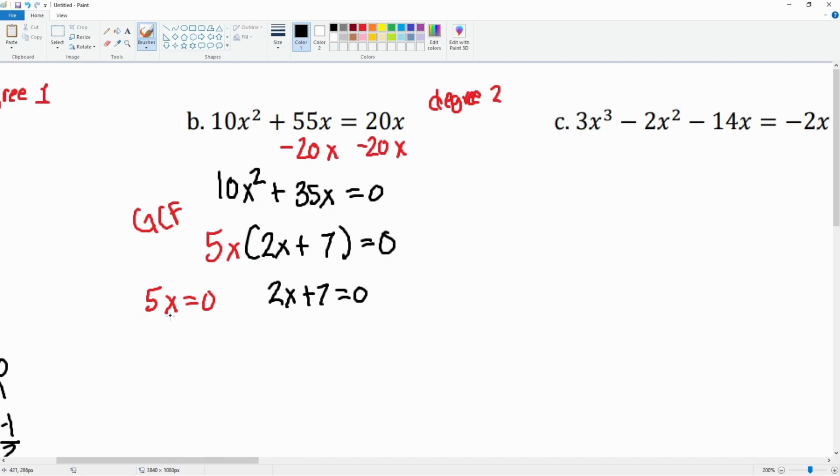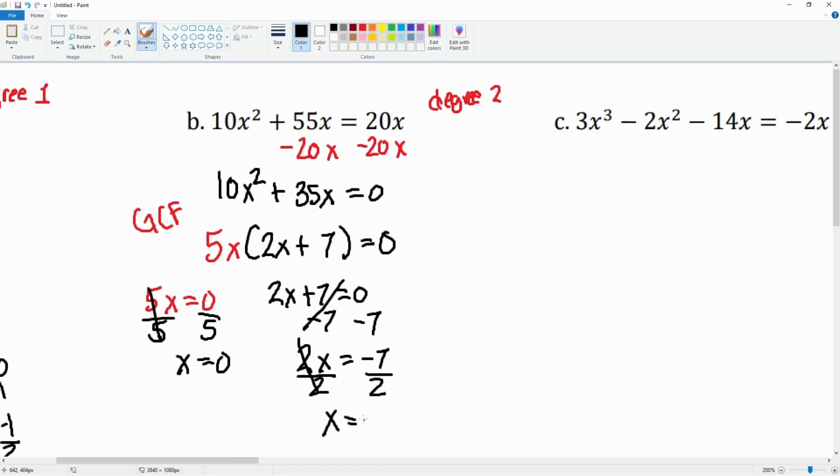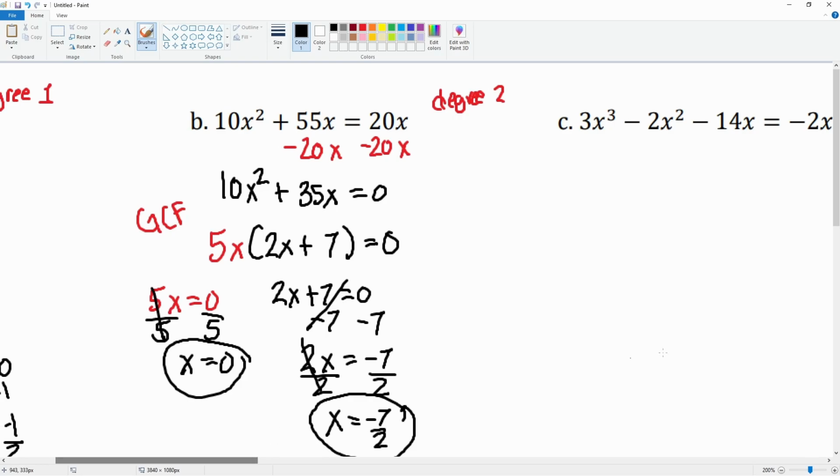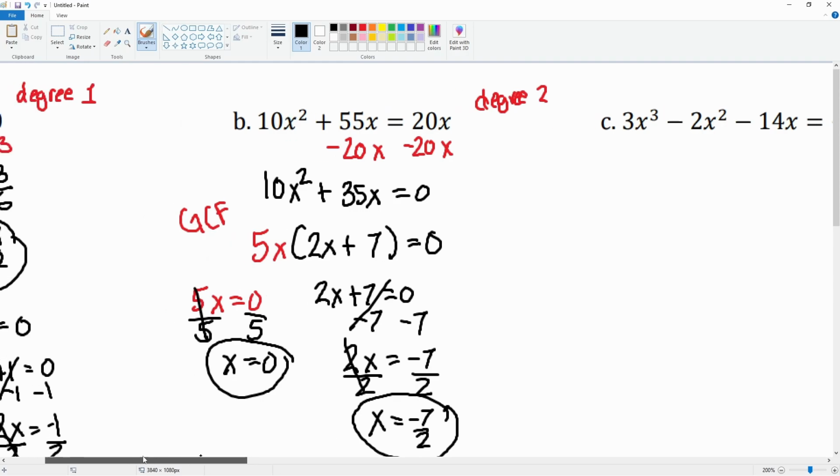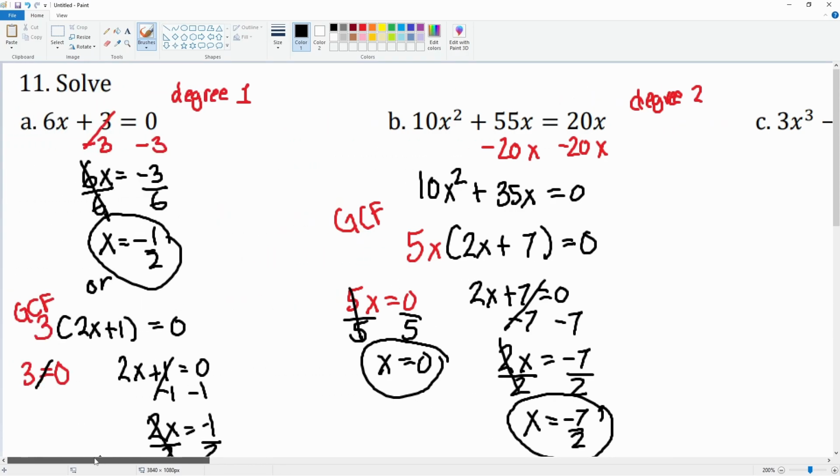We can solve 5x equals 0 by dividing by 5 on both sides, leaving you with x is equal to 0. For 2x plus 7, you minus 7 from both sides, you get 2x is equal to negative 7. Divide by 2 on both sides to get x alone, you get x is equal to negative 7 over 2. So your two solutions are x equals 0 and x equals negative 7 over 2. There are two solutions because this is a degree 2, but notice number 11, it's degree 1, so it only has one solution.